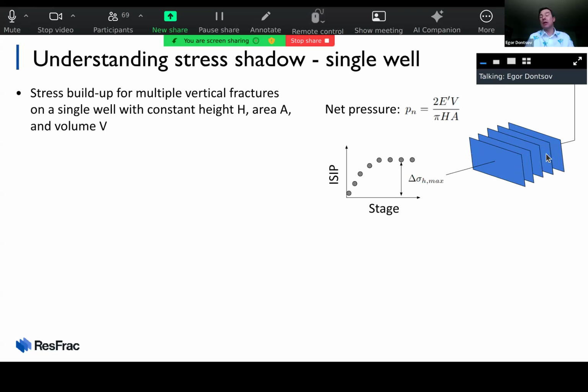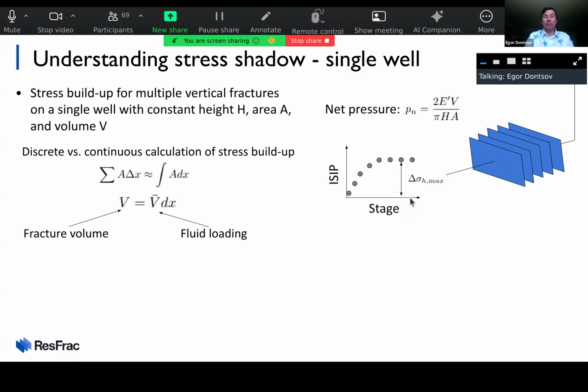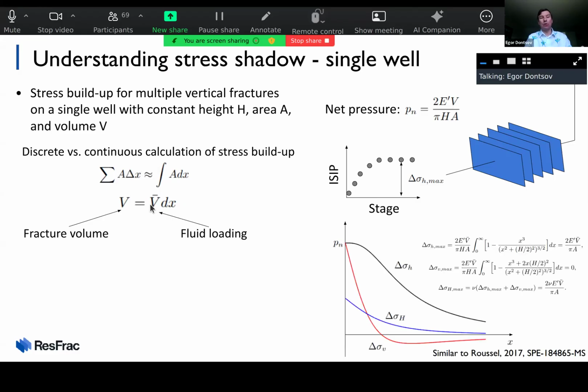But then at some point, stress shadow decays with distance, right? At some point, you stop feeling them, and that's when you reach this plateau. And what I'm trying to do is estimate what this maximum stress growth is. Because we're closely spaced, we replace the spacing, delta X, with a differential, and we go from volume to fluid loading. Fluid loading is the volume of fluid you pump per foot, or per length of lateral. It's cubic meters per meter in SI units, or barrels per foot in field units.